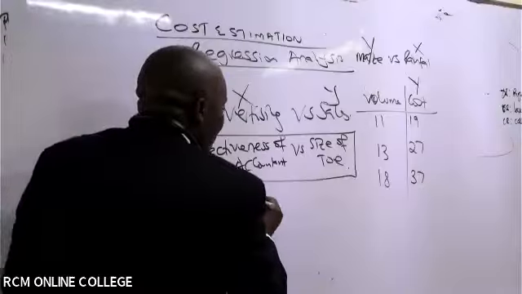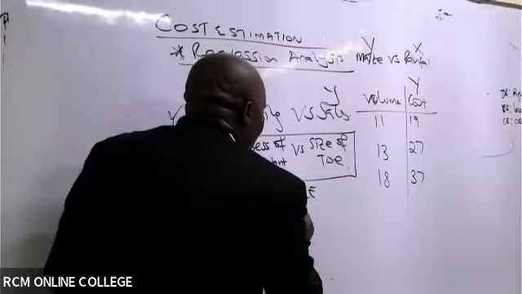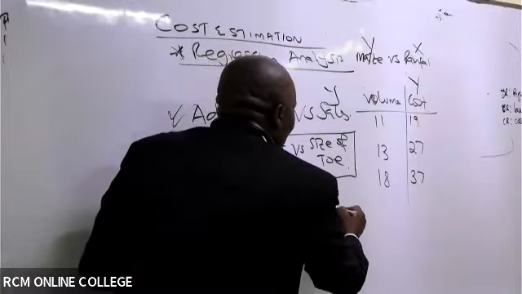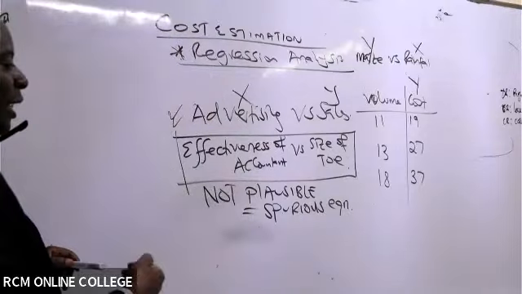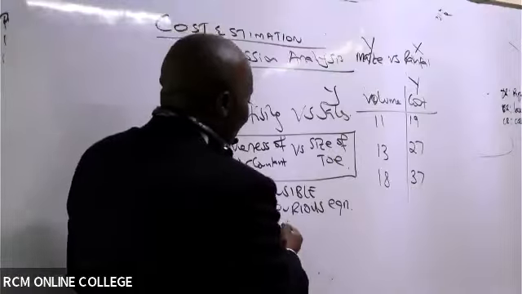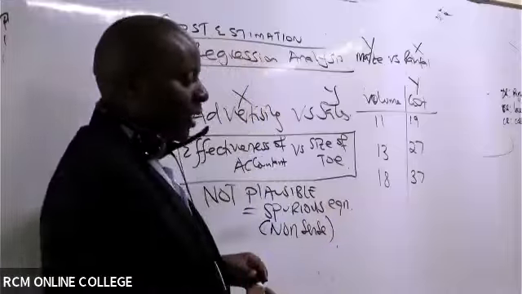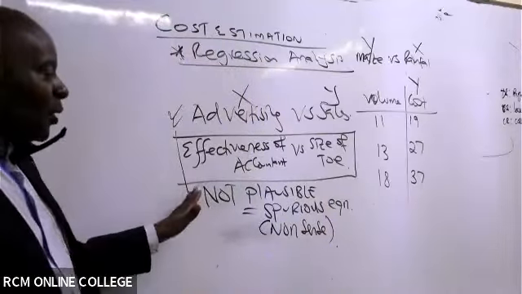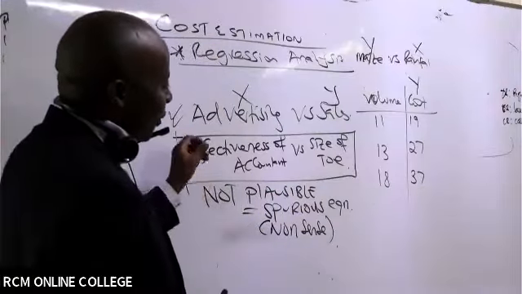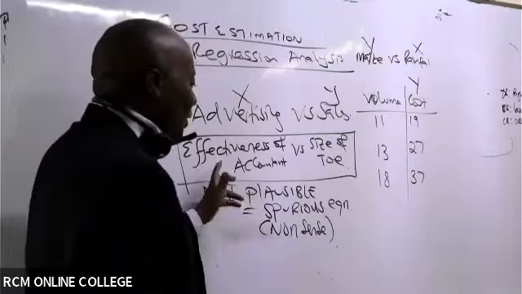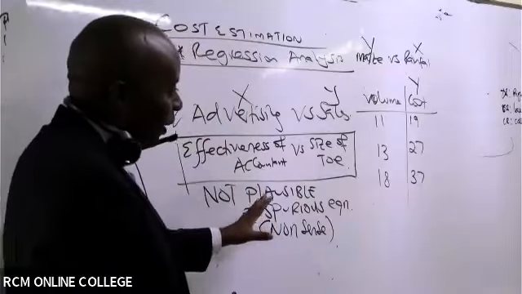That's how you write it down. This is not plausible. It is what you shall be calling a spurious equation. If you go further and dig down to understand the meaning of spurious, spurious means nonsense. Plausibility is about making sense. So not plausible means that this one does not make sense. If it doesn't make sense, then it is what here? Nonsense. Spurious. So I hope that is very okay.